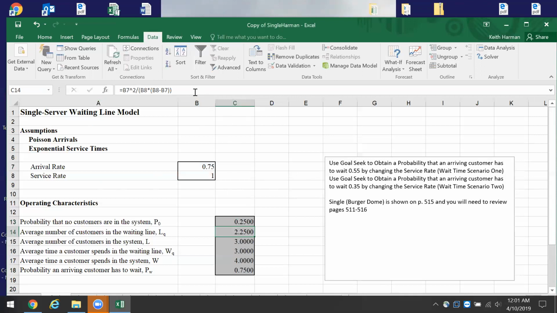Then we get the average number of customers. This gets a little bit more complex in terms of equation. But you can click in the formula bar and you can see the average number of customers in the waiting line. Time a customer spends in the waiting line. It's the average time. The average time a person spends in the whole system. And remember, the system is people waiting, people being served. Okay? And then the probability that somebody has to wait. Okay? And we can play around with the arrival rate.